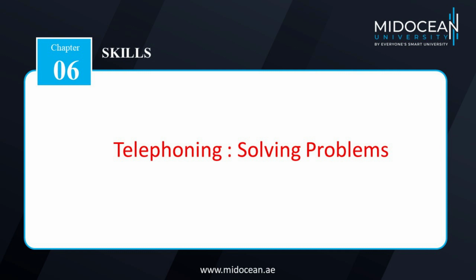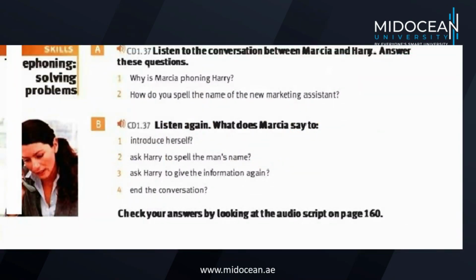Okay, now let's shift to skills here. In this part, you are going, of course, to learn how to solve telephoning problems. Okay? So, activity A, listen to the conversation between Marcia and Harry. Answer these questions. Number 1, why is Marcia phoning Harry? 2, how do you spell the name of the new marketing assistant? Listen now.